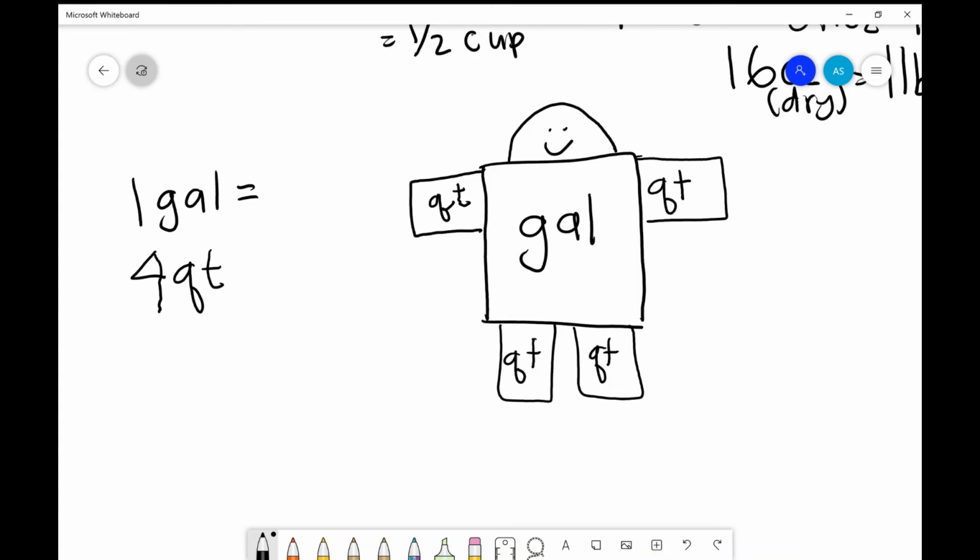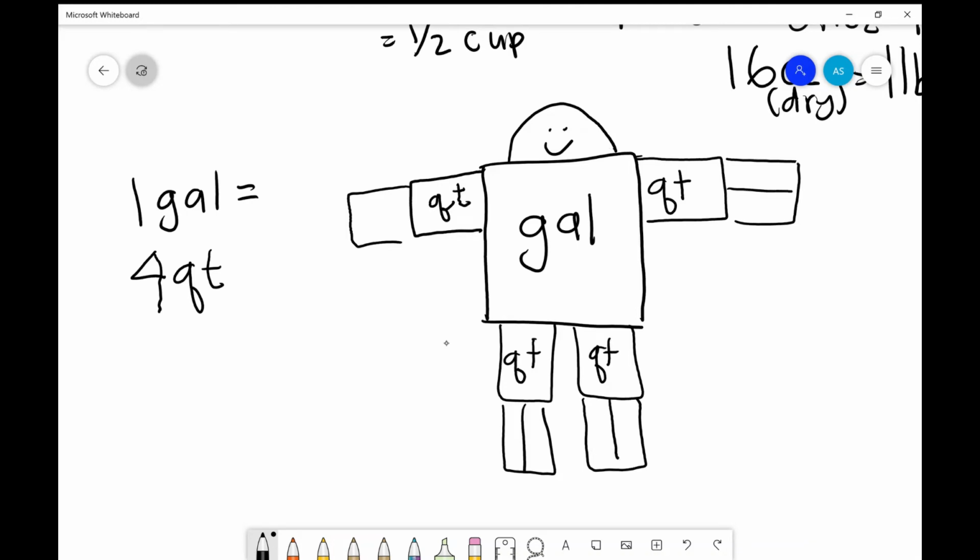From there, we're going to build off a little bit. So each of these segments is the same as a quart, and then we're going to break them in half. And for each of these, that's going to be a pint. So we'll go in and write that for each one. So 1 gallon is equal to 4 quarts, 1, 2, 3, 4 quarts, or 1, 2, 3, 4, 5, 6, 7, 8 pints.